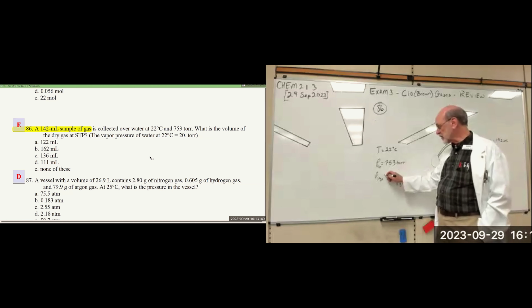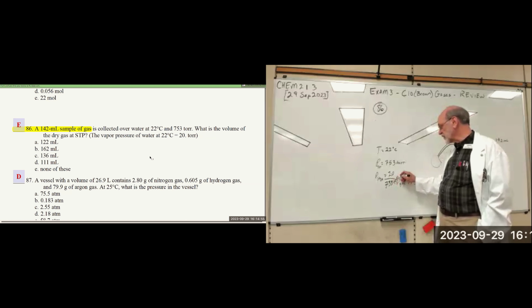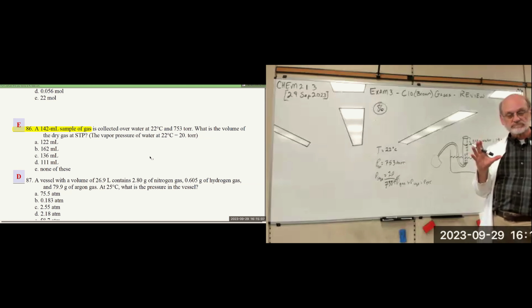And Dalton says the pressure of the gas plus the pressure of the water is equal to the total pressure. So if we subtract the pressure of the water, which is 20, from that, we get 733 torr, which is the pressure of the dry gas. Okay. All right.